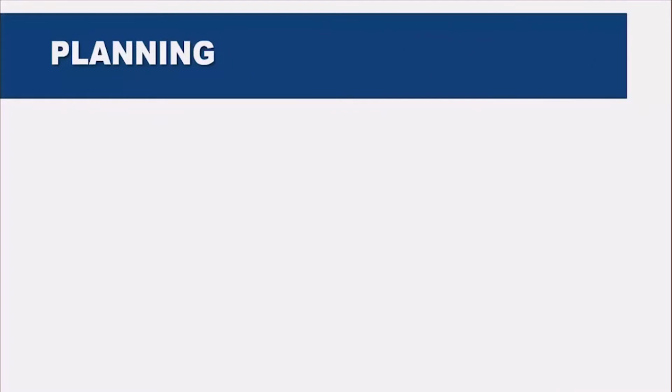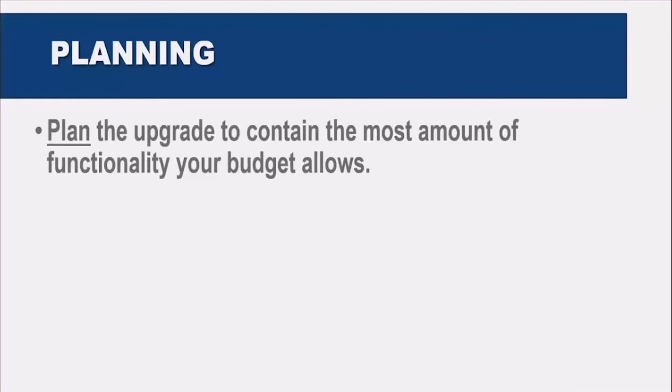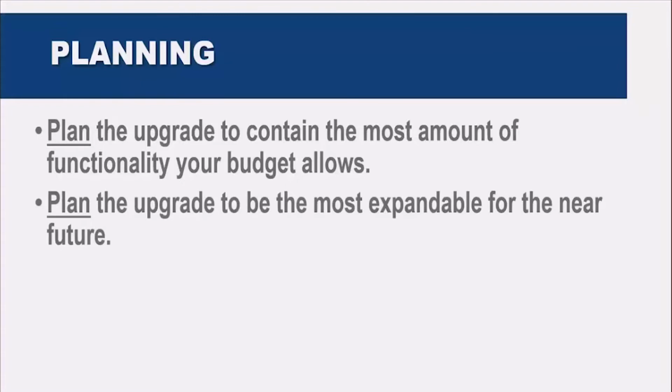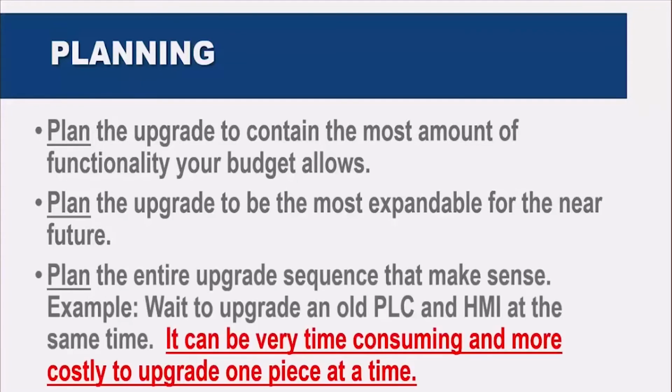All right. When we're talking about planning, you want to plan the upgrade that gives you the most amount of functionality, of course, within your budget. When you're also thinking about planning, you want to make sure that you upgrade to an expandable product. You might want to get a processor that handles a little more I/O count, even if it isn't needed today, again, if budget allows.